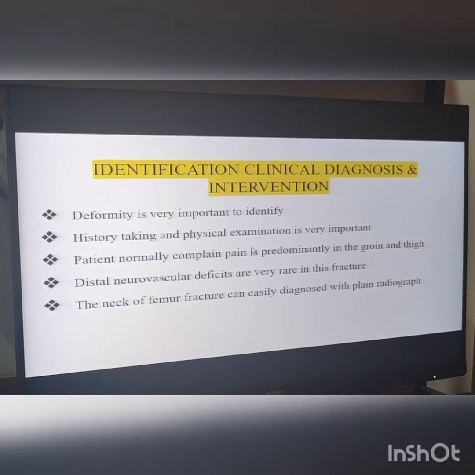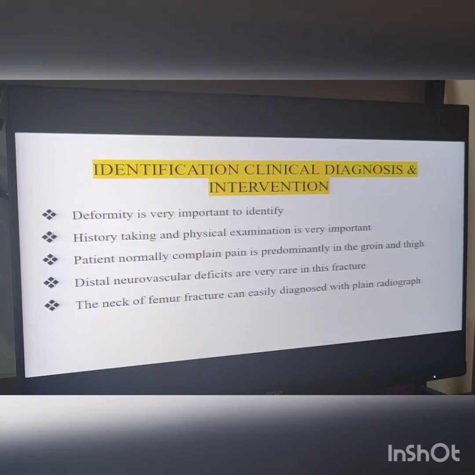History taking and physical examination are very important also. With proper history taking and physical examination, 90% of the time we can assume what the problem or diagnosis of the patient is. The patient normally complains of pain predominantly in the groin and thigh. This is for a neck of femur fracture, or also an acetabular fracture.